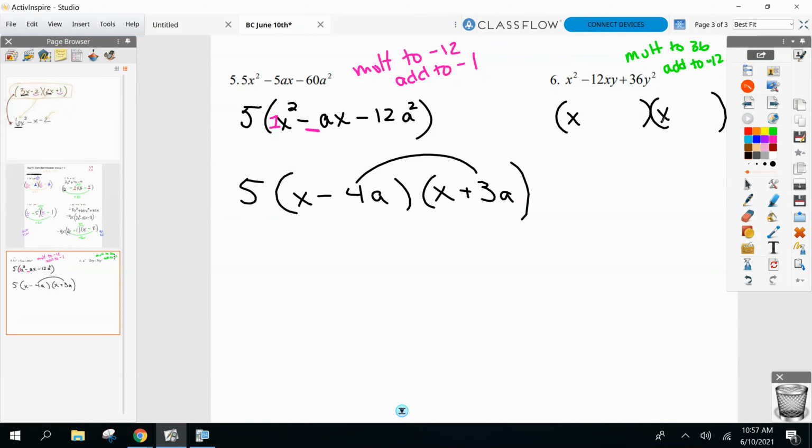You find the numbers? 6 and 6. What are the signs? Oh, I should probably put that there. What are the signs? Negative, negative. But we also have to have 36y squared at the end. So where do the y's have to go? After the 6's.